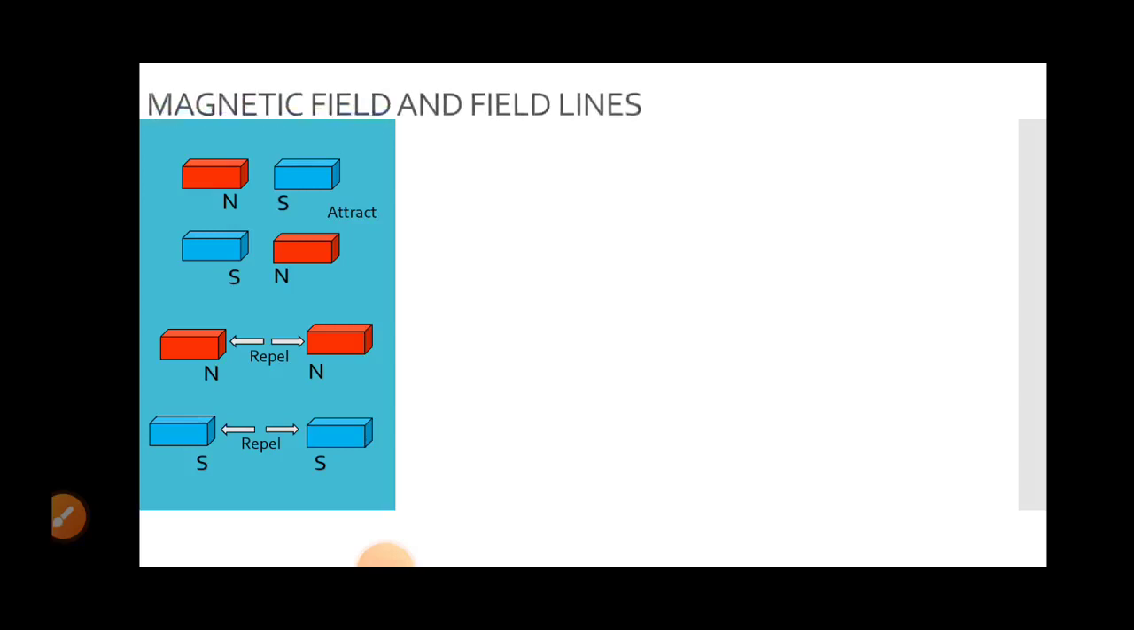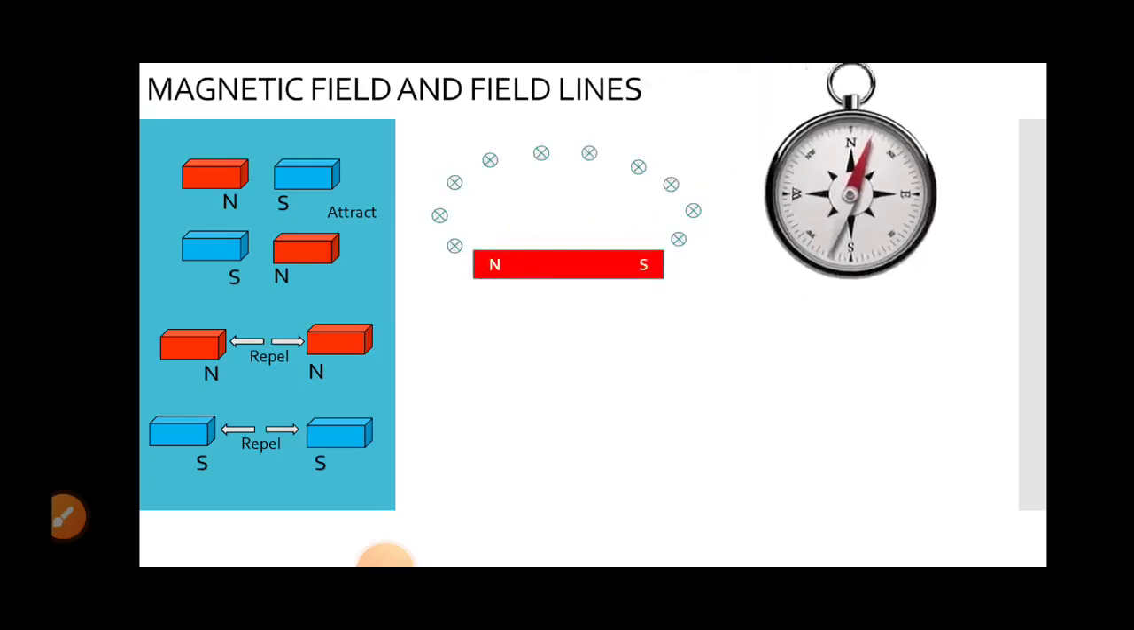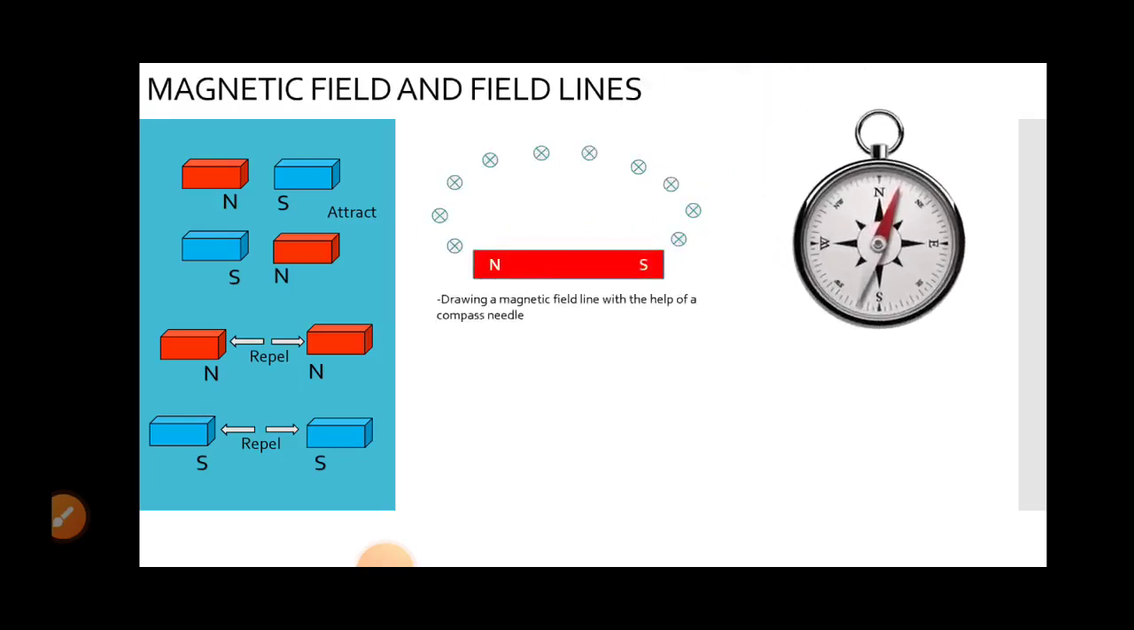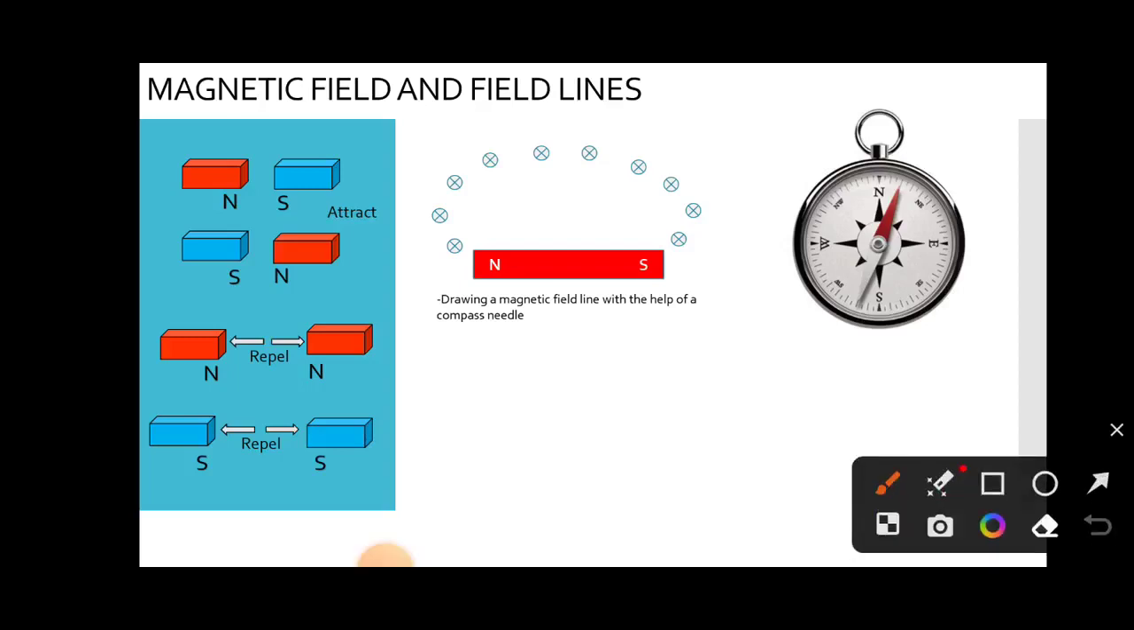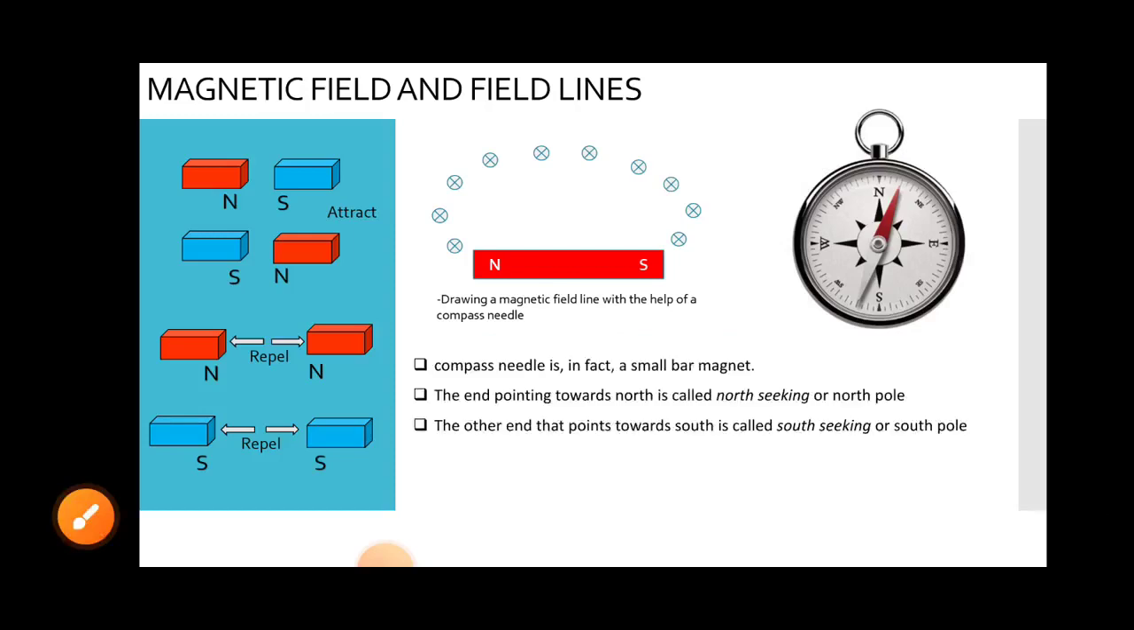Now, magnetic field and the field lines. Drawing the magnetic field lines with the help of a compass needle, we get this kind of figure. The compass needle is in fact a small bar magnet.